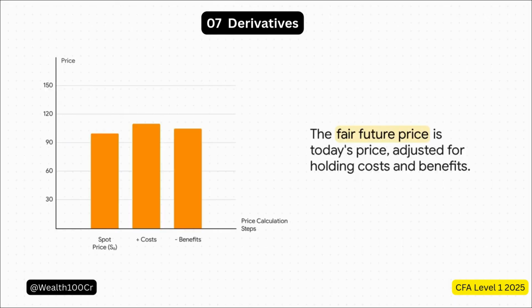This chart shows it very clearly. We start with the price today, the spot price. We add all the costs, like the price of waiting and storage. Then we subtract any benefits, like dividends, and what we are left with is the fair price for the future. It's just simple addition and subtraction.